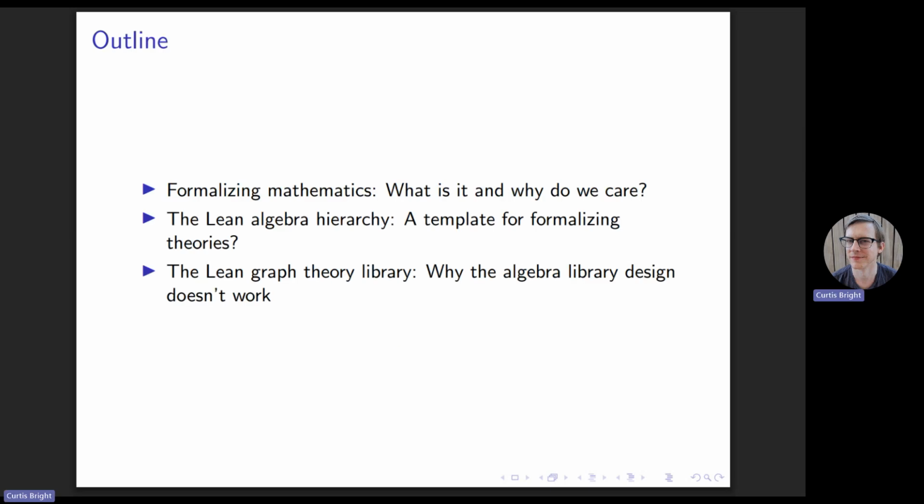So I'm going to talk to you about formalizing math. What is it and why do we care? I'm going to give a quick overview of dependent type theory, which is the logical framework that Lean uses. And then I'm going to talk about the Lean algebra hierarchy. The Lean algebra hierarchy was one of the first sort of hierarchies that was developed in Lean. And then I'm going to talk about the graph theory library and why. We used the algebra hierarchy at first as sort of a template for how to set up a lot of our definitions in graph theory. And I'll explain why it doesn't really work.